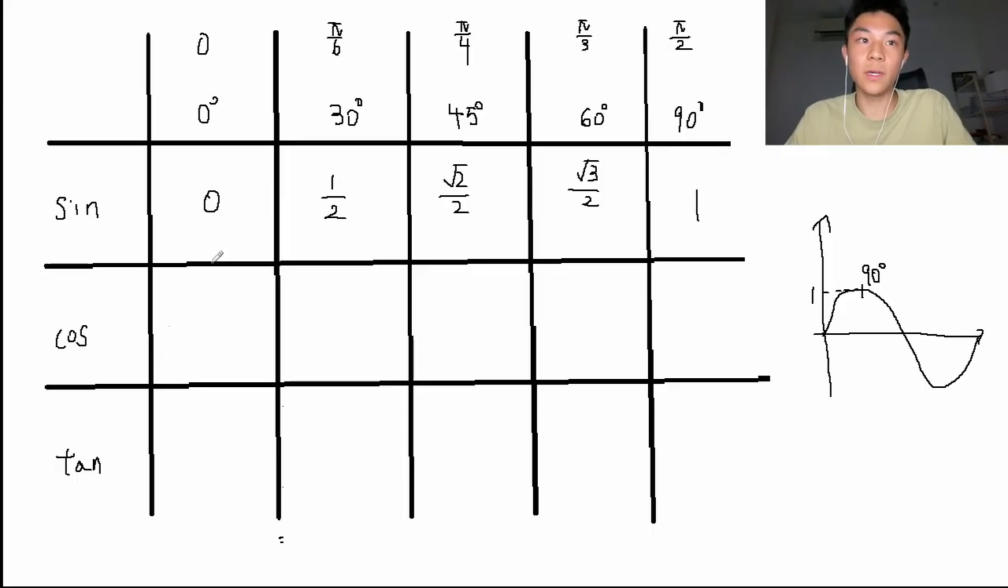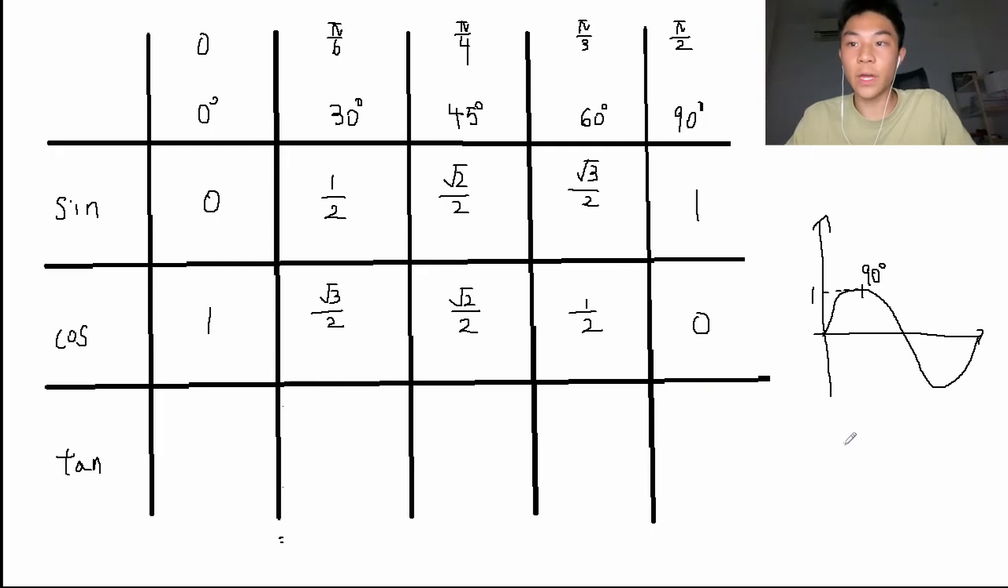That's pretty easy. And our cosine is just the exact opposite of sine. So we're going to fill it out in reverse order. So it will be 0, 1 over 2, root 2 over 2, root 3 over 2, and 1. So that's our sine and cosine finish.